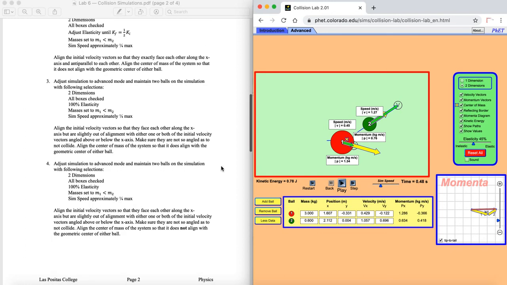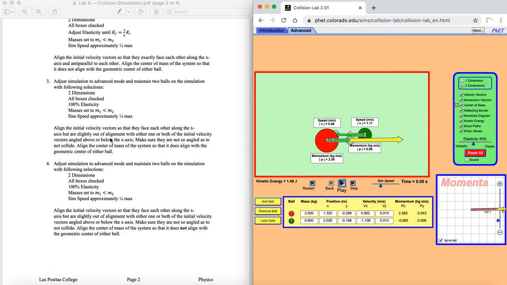What's different in 3? Okay, so let's reset things. This time, and notice there's more wording here, it says align the initial velocity vectors so they face each other along the x-axis but are slightly out of alignment. Okay, and we're going to go back to 100% elasticity. We'll change that in a minute. And then it says make sure they're not so aligned as to not collide, and align the center of mass of the system so that it does align with the geometric centers of the ball.